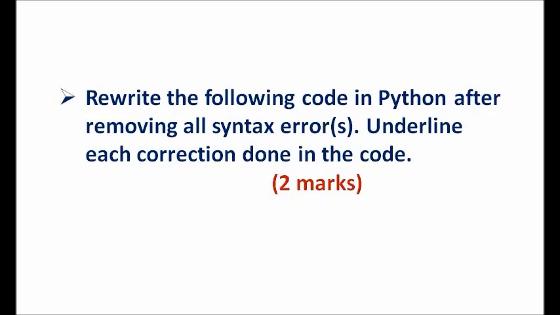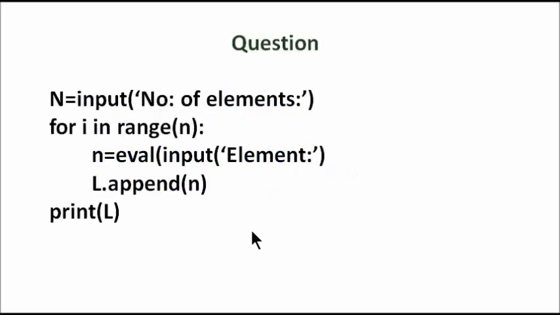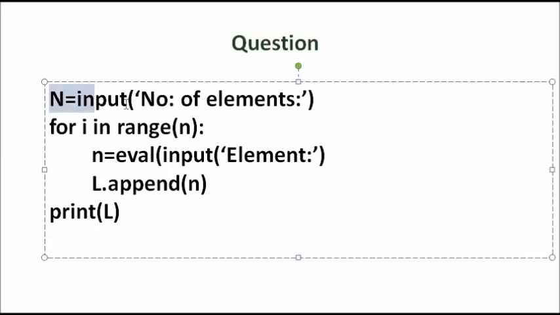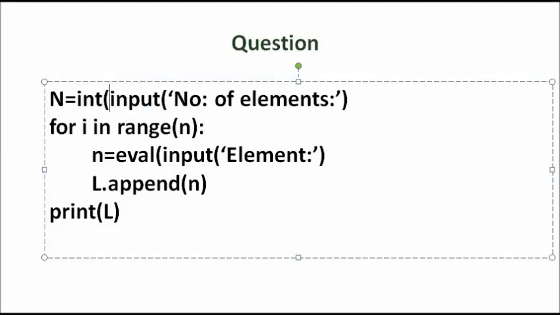Rewrite the following code in Python after removing all syntax errors. Underline each correction done in the code. Here is your question. See the first statement: n = input("number of elements"). Here the number of elements is given. The user is asked to input the number of elements. What will be the data type? Integer. But this input function will return a string. So you have to convert it into an integer using the int function: int(input("number of elements")).